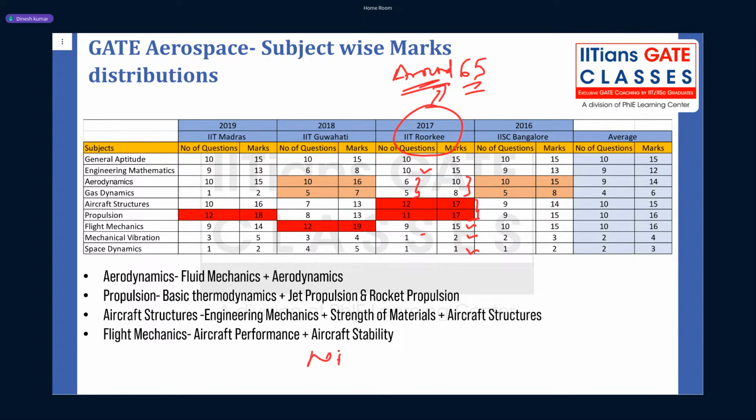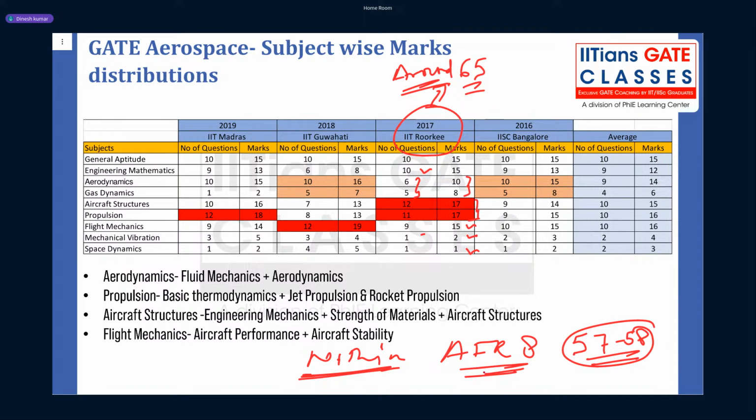Our Nitin sir in IGC, we had earlier Nitin sir, now also there, but currently he's in USA pursuing PhD. Our aerodynamics expert, he was AR 8 in the 2017 paper with 57 to 58 marks. Okay, so that kind of paper it was. Now guys, if you take this year, 2024 with AR 8, the marks is around 75 plus. So that is the huge difference between easy and tough paper.